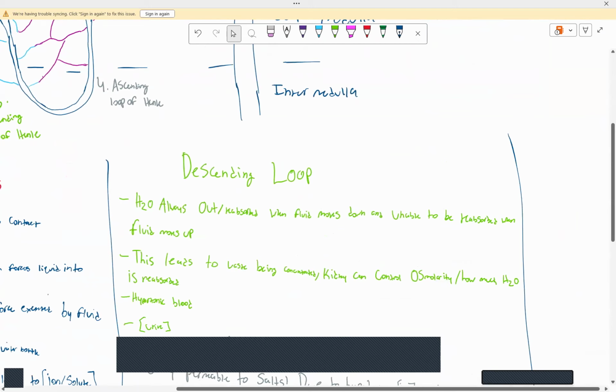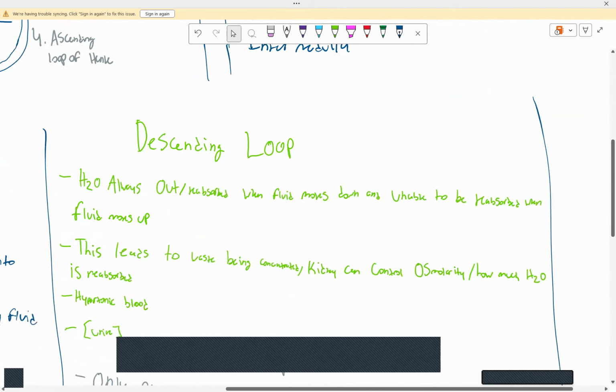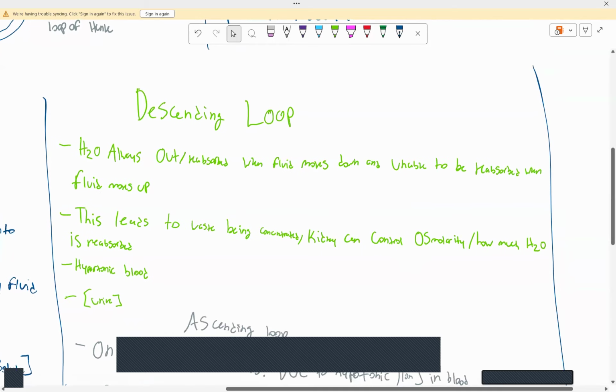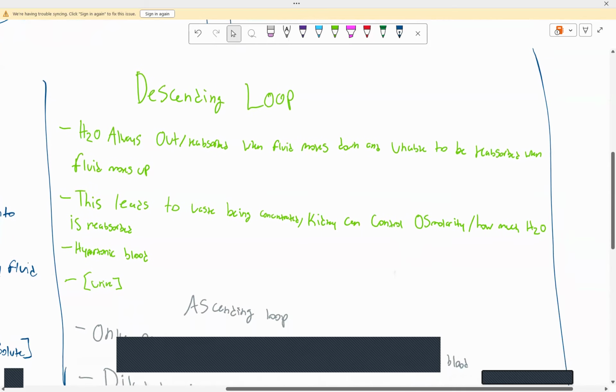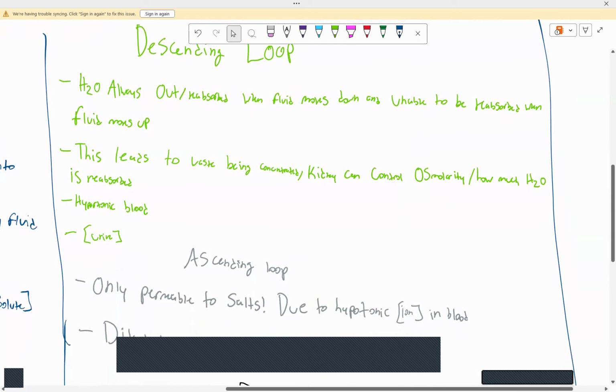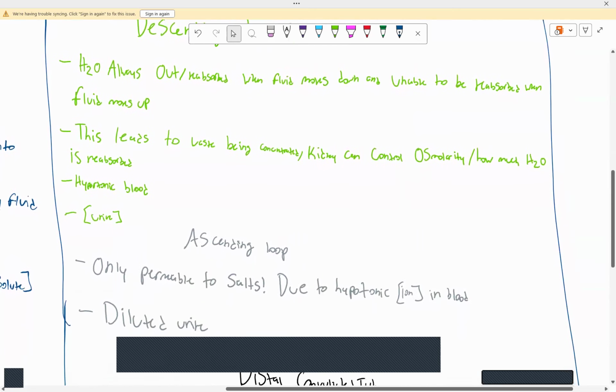So in the descending loop, always remember that water is going out, or reabsorbed, when the fluid moves down, and it is unable to be reabsorbed when fluid moves up. That's how I remember which molecules are reabsorbed versus go into the filtrate, because there's a lot going on in the kidney. It can be hard to keep track of everything. And this leads to the waste being more concentrated, right?